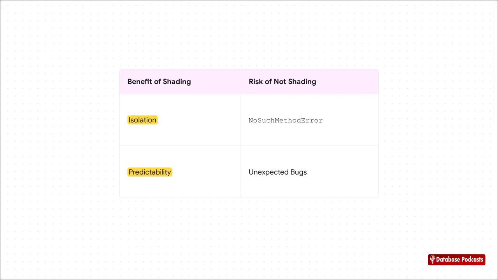And this really lays out why it's so important. If you don't shade, you're risking those awful no such method error crashes and weird subtle bugs that are impossible to track down. But if you do shade, you get total isolation and predictability. Your code runs in its own little bubble using the exact versions of the libraries you tested with, no matter what's going on in the rest of the cluster.